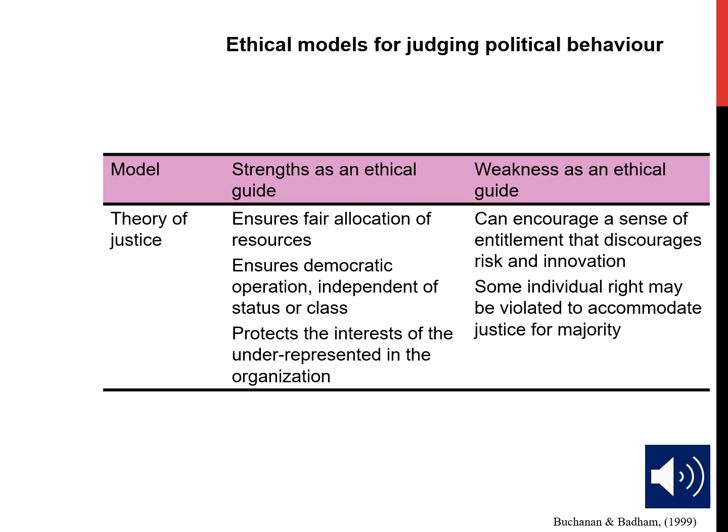Theory of justice judges political behavior based on the extent to which the benefits and costs of the consequences of the political actions are fairly, equitably distributed. That is, individuals in similar situations should be treated equally. Rules should be applied consistently to everyone, and individuals should not be held responsible for matters that are beyond their control. Like in the case of utilitarianism, calculating these outcomes may be problematic.